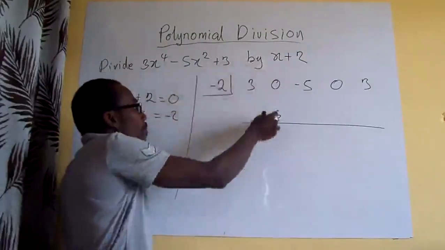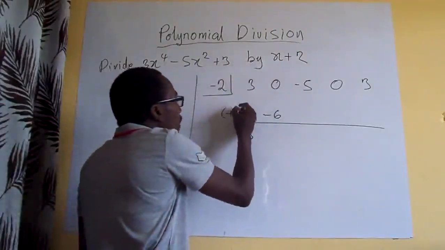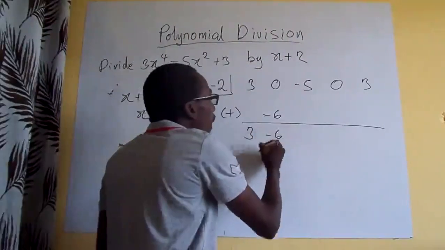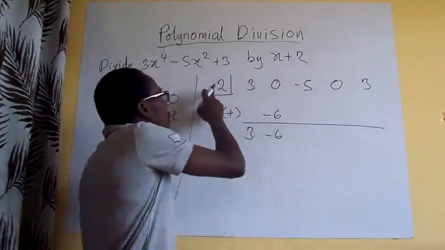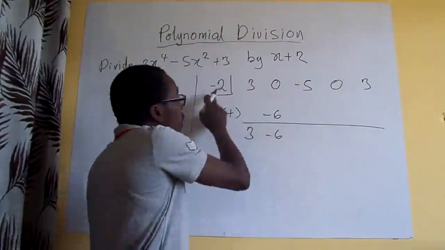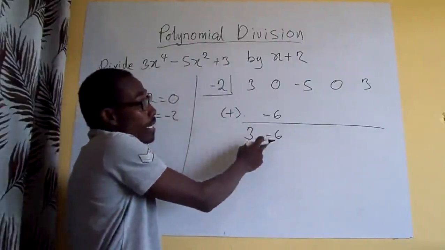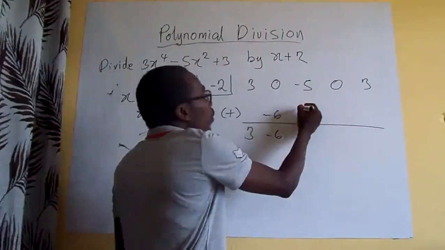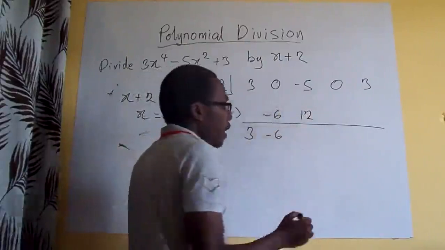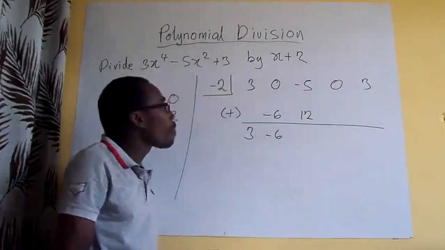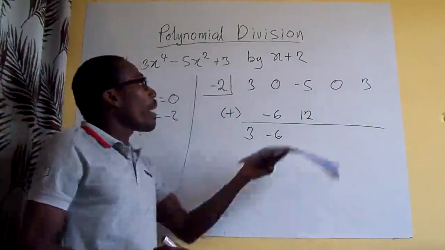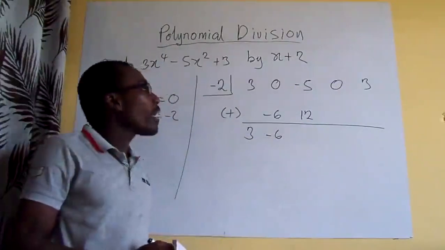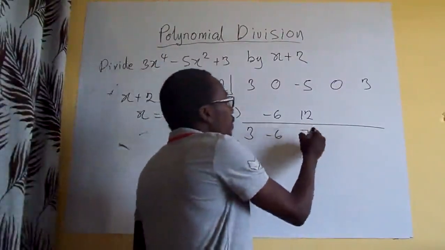You sum up the 2, as you can see here, and this gives you minus 6. You multiply this negative 2 by the negative 6. This gives you what? Positive 12. And positive 12, you sum up with minus 5, and that gives you positive 7.